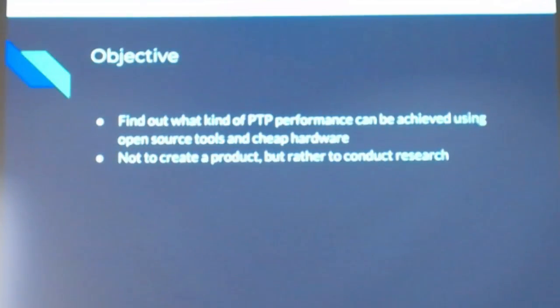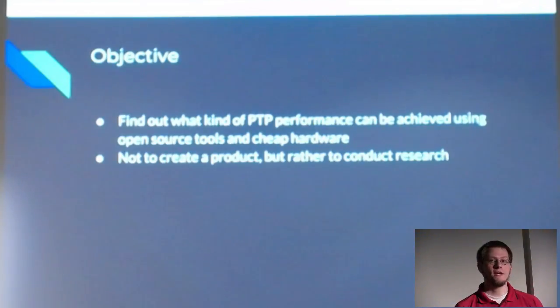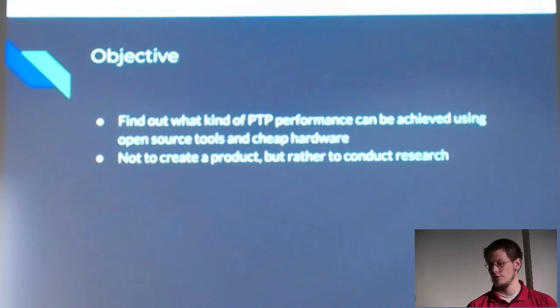So for phase one, the objective was to create a PTP system utilizing low budget and open source components to find the best synchronization accuracy between the master and its slaves. We weren't necessarily going to be creating a product or delivering the system. The purpose was mainly to research the synchronization accuracy and provide our research to our customer.